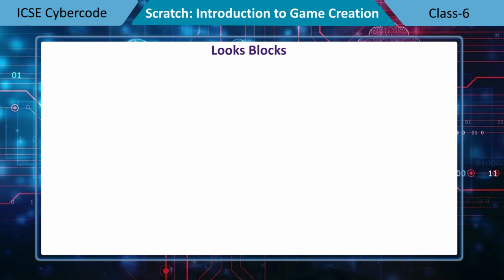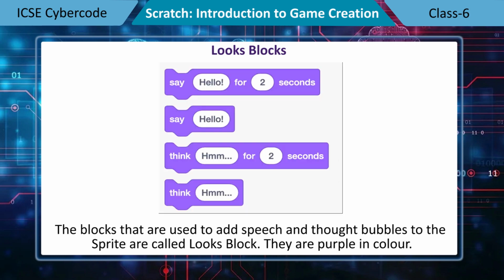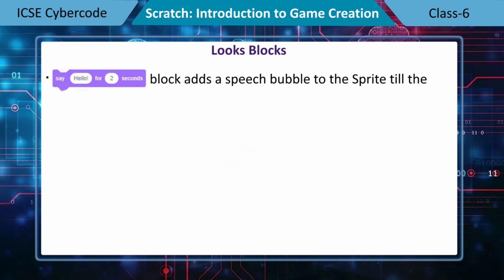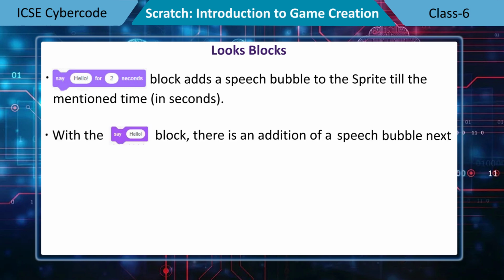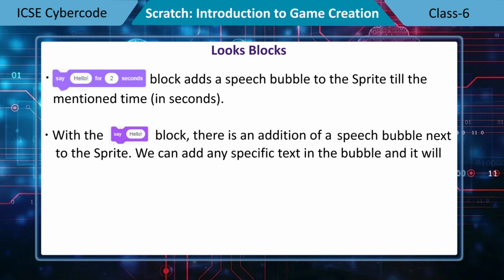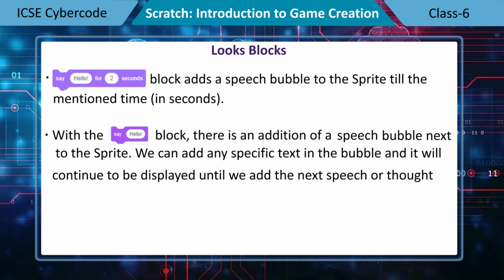Looks blocks. The blocks that are used to add speech and thought bubbles to the sprite are called looks blocks. They are purple in color. Say hello for 2 seconds block adds a speech bubble to the sprite till the mentioned time, in seconds. With the say hello block, there is an addition of a speech bubble next to the sprite. We can add any specific text in the bubble and it will continue to be displayed until we add the next speech or thought block or stop running the program.